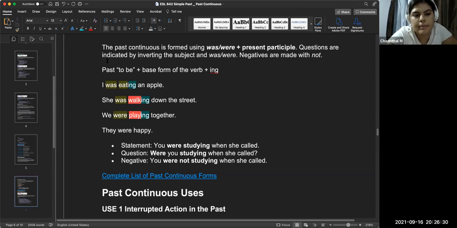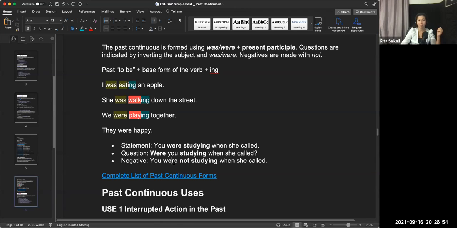So if we were saying a statement, it would be, you were studying when she called. If we're forming a question, same as in simple present continuous, we just move the verb to be before the subject. Okay. So, were you studying when she called? And then negative, you were not studying when she called. And again, we put the not between the verb to be and the verb with ing.